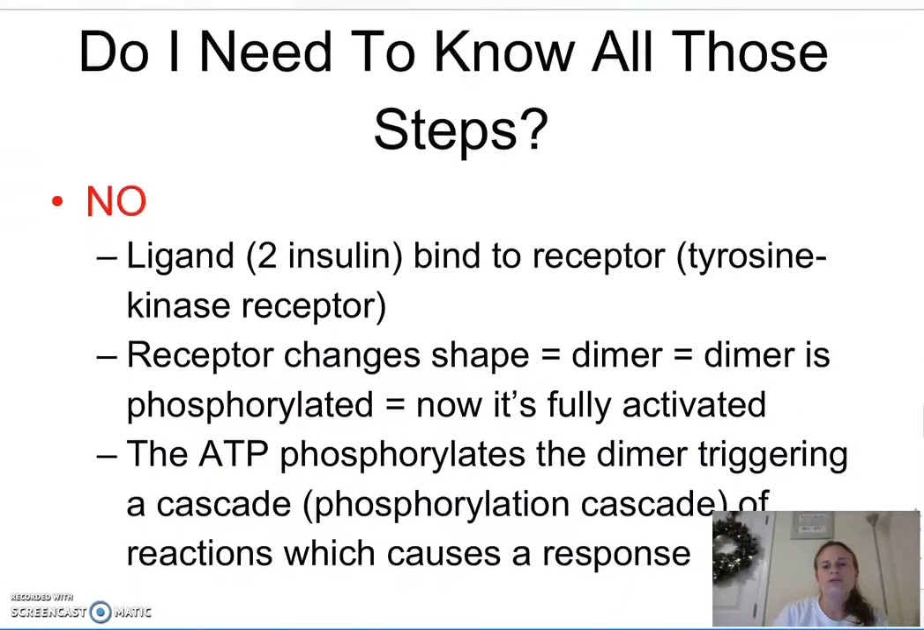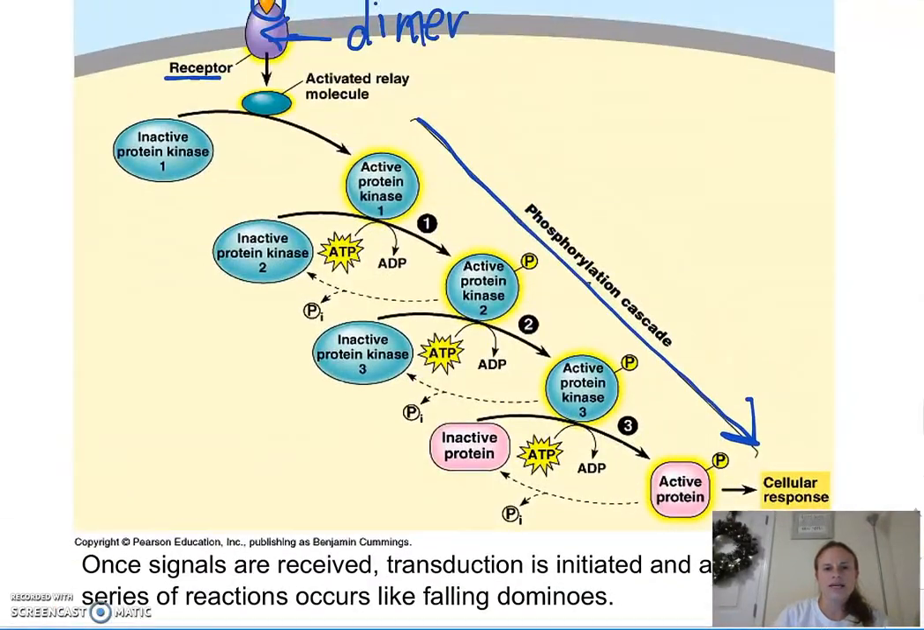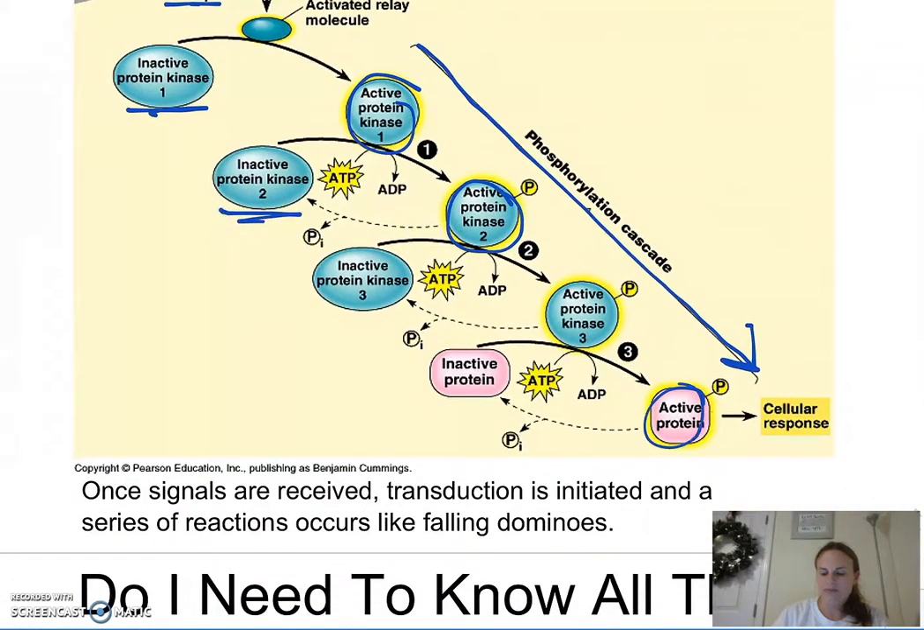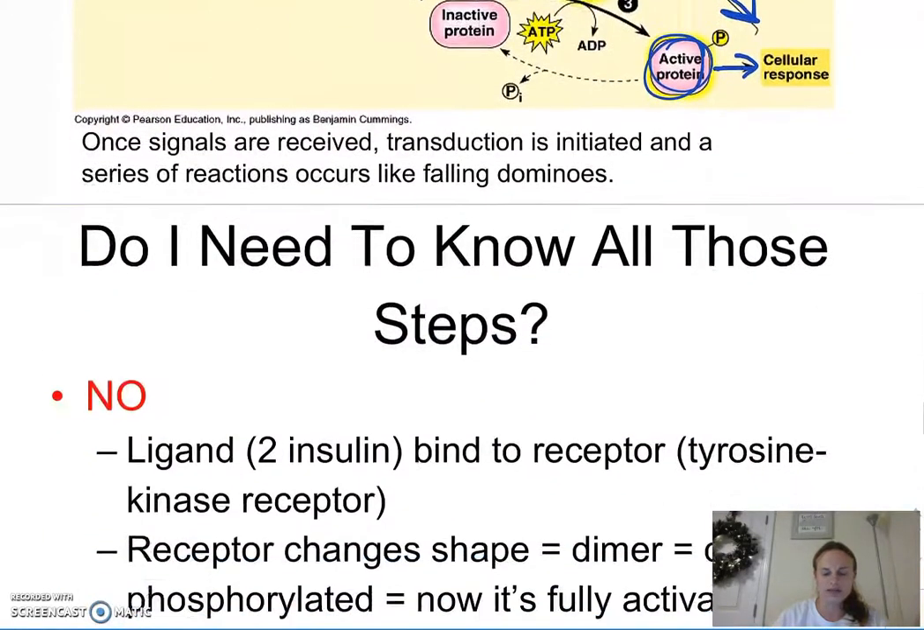So once the signal is received, transduction is initiated, and a series of reactions occurs like falling dominoes. So do you need to know all of these individual steps? Do I need to know that inactive protein kinase 1 becomes activated, and then inactive protein kinase 2 becomes activated? You don't need to know all those individual steps. What you do need to know is that the phosphorylation of the dimer, the 6 ATPs that are phosphorylated, are going to cause an active relay protein, which will result in a cellular response.